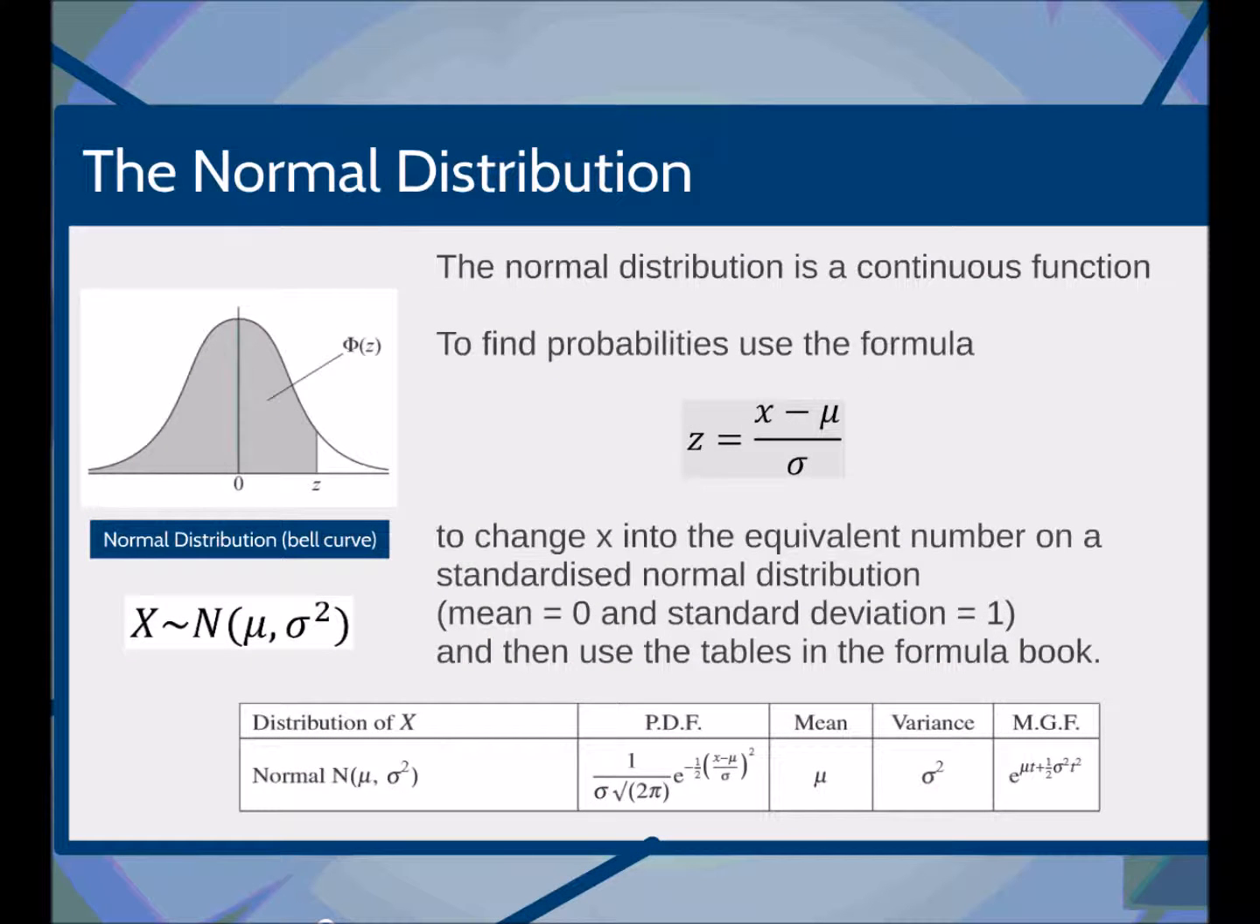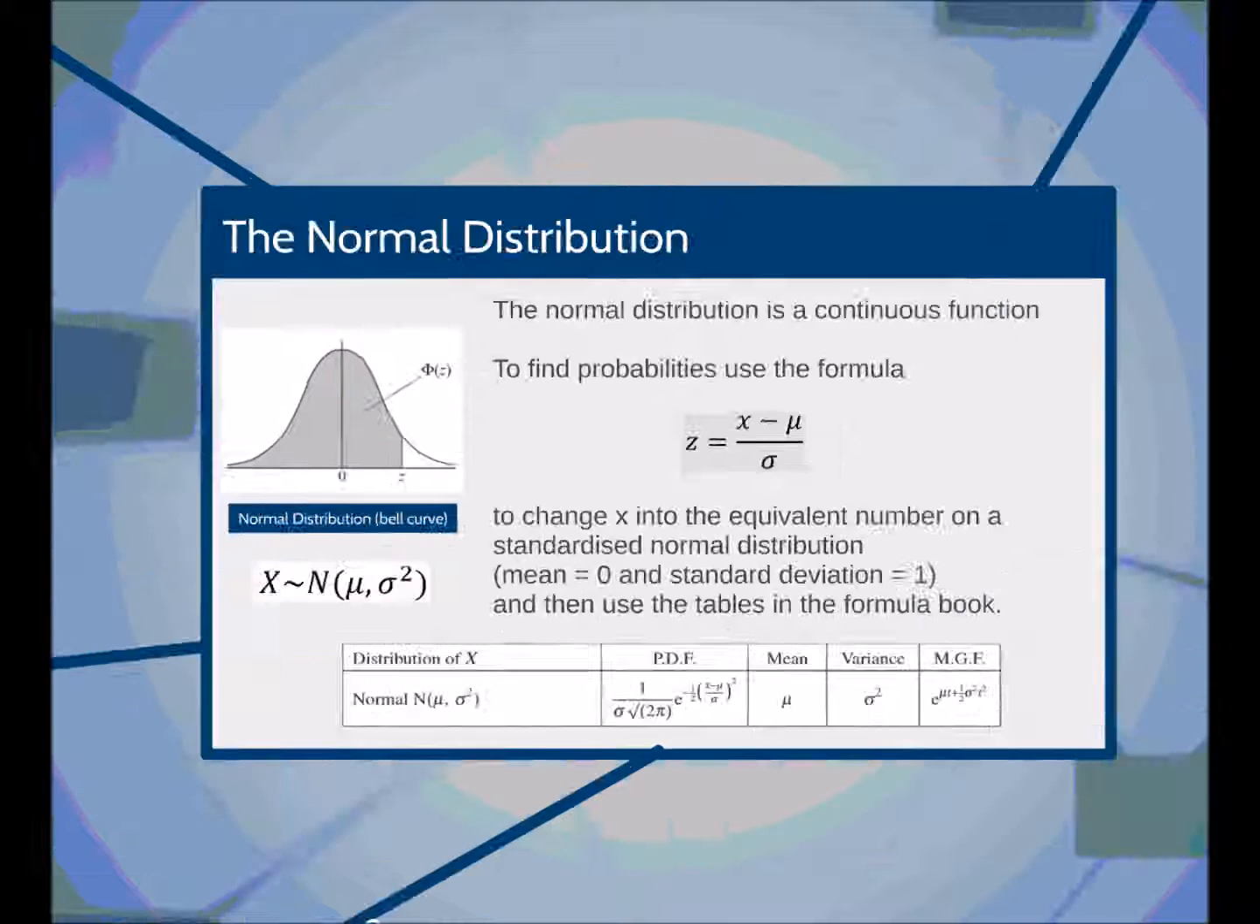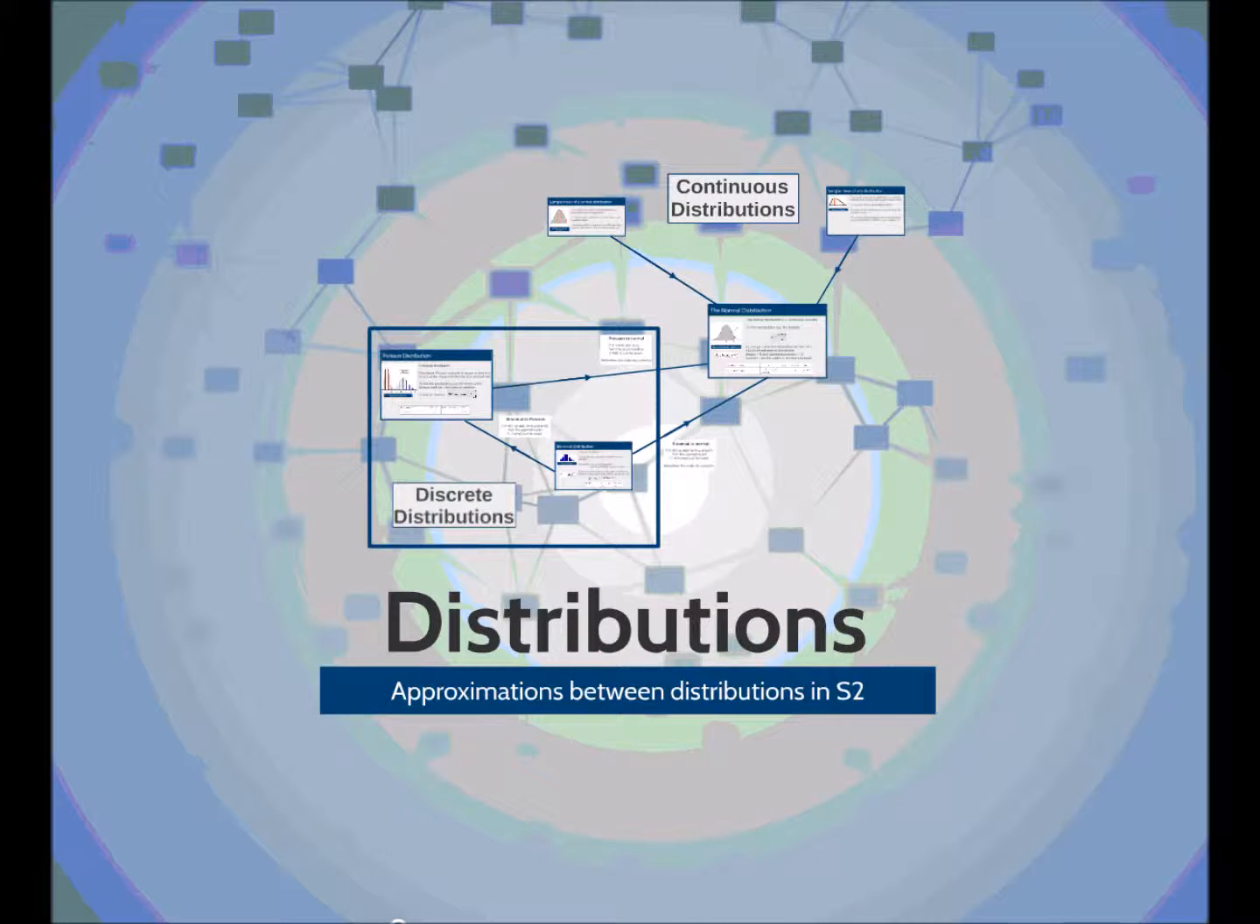The normal distribution, which is the last distribution we've met in Stats 2, is for continuous data. To find probabilities for the normal distribution, we need to change it to the standardized normal distribution. That's the distribution with mean 0 and standard deviation 1. And we're going to use z equals x minus the mean over the standard deviation to change our x to a z value. And then once I've got my z value, I can use my tables. As you'll know from my videos by now, I always like drawing a normal distribution to help me once I've got my probability. And that's our three distributions that we've met in Stats 2.